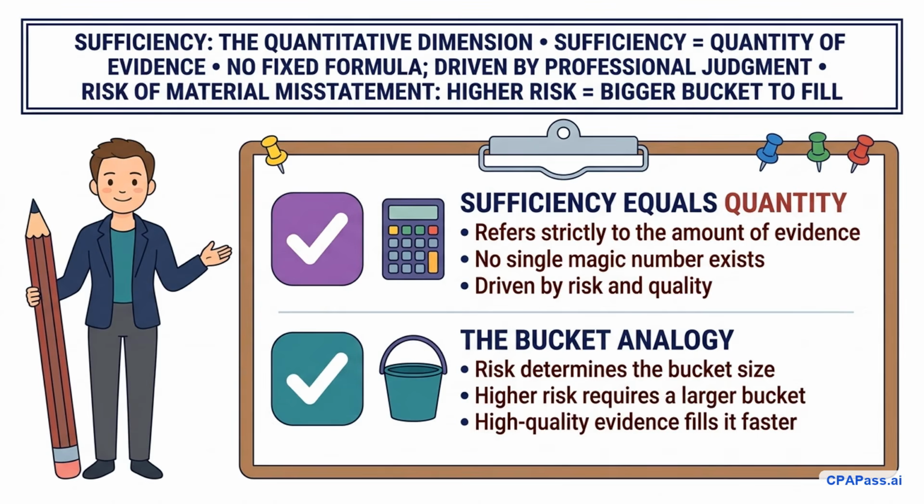Sufficiency refers strictly to the quantity of audit evidence you must collect. Think of sufficiency like filling a bucket. There is no magic number of documents required. Instead, the size of the bucket you need to fill is determined by the risk of material misstatement. When an account has a higher risk of error or fraud, your bucket becomes much larger, meaning you must gather a greater quantity of evidence. Conversely, if you have exceptionally high quality evidence, each piece acts like a larger splash of water, filling your bucket faster and reducing the total quantity of evidence you need to collect.